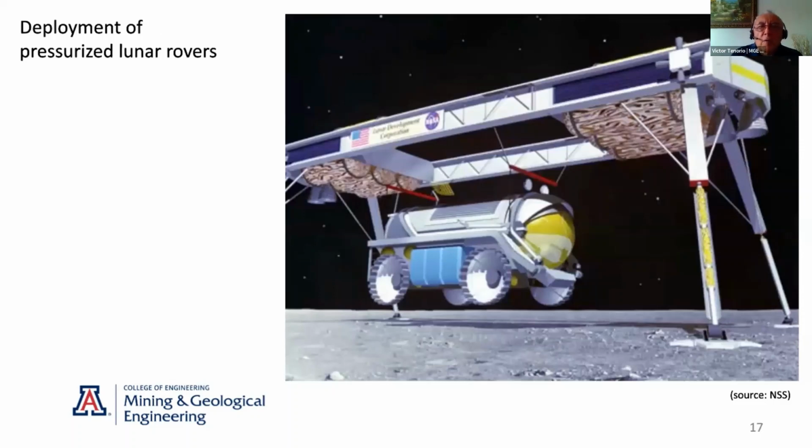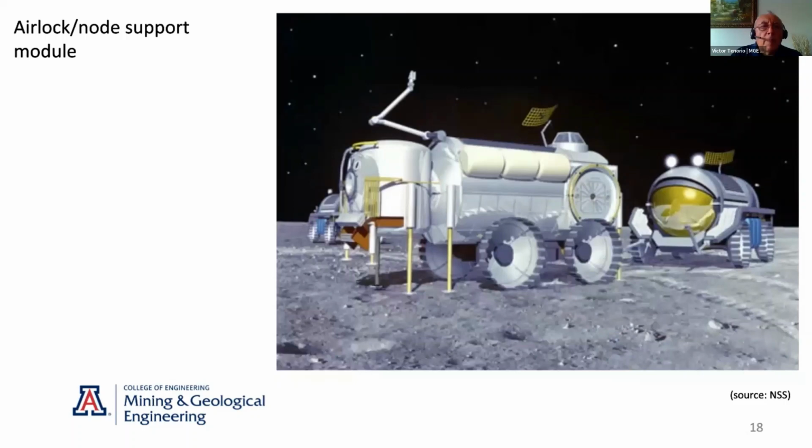The same with the lunar rovers, and these are the pressurized lunar rovers. Most likely we are going to have people occupying and driving these rovers. Same thing, and the same concept that it's evolving. Landers are having different shapes depending on the type of equipment that they carry. And same with what is called the airlock node support module. These are components that we have seen in the first illustration of the moon bases. They are easy to assemble.